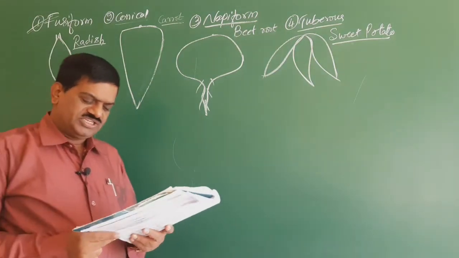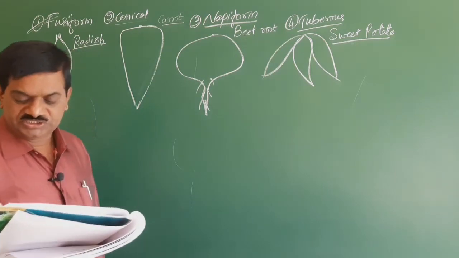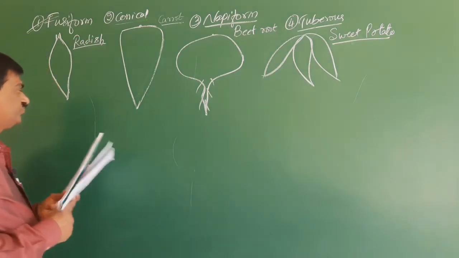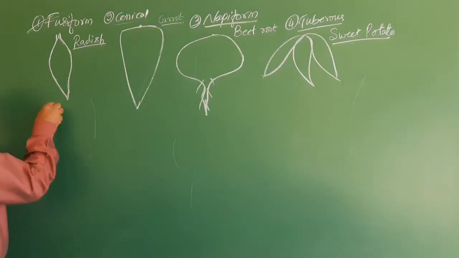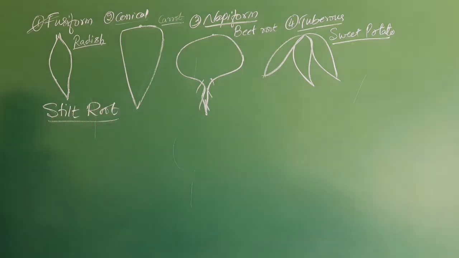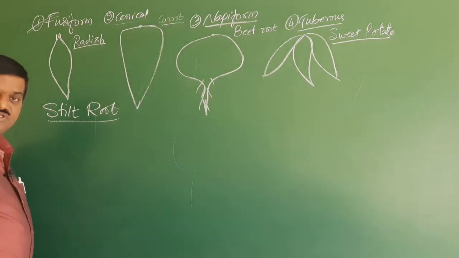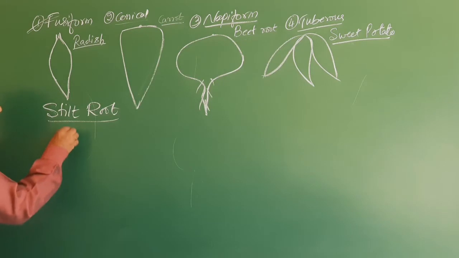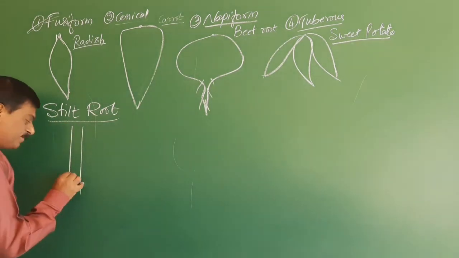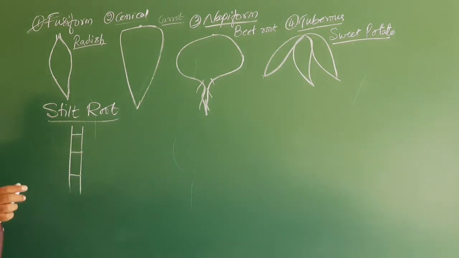So we go for the second one: stilt roots occur in. First option, groundnut, Helianthus. First we will see what stilt roots are. Stilt roots are nothing but adventitious roots. In maize and sugarcane, which are monocots, we see this.